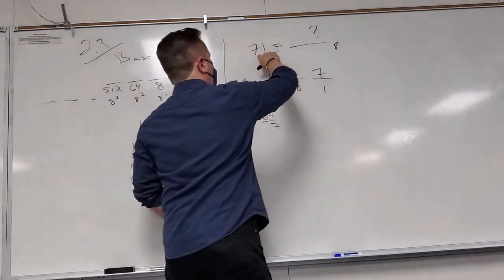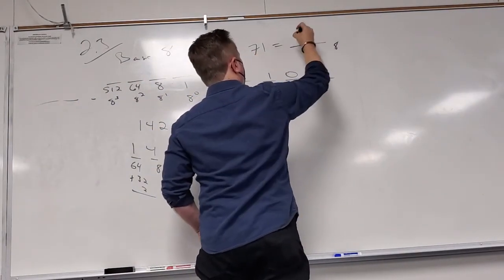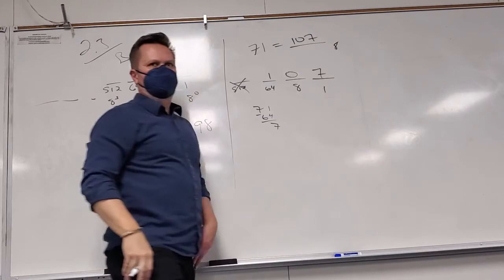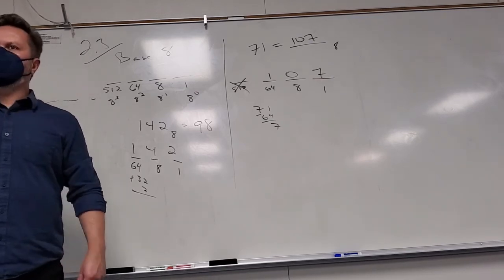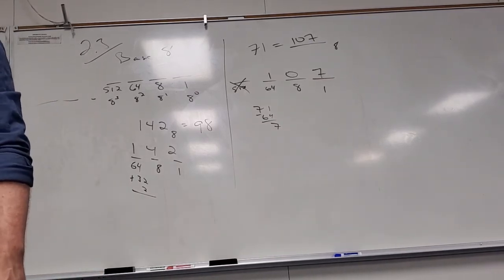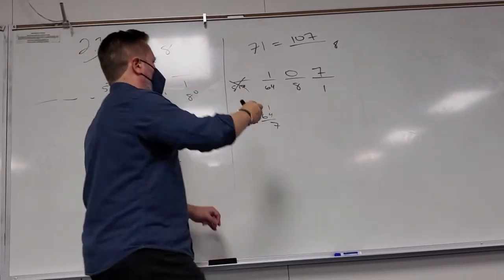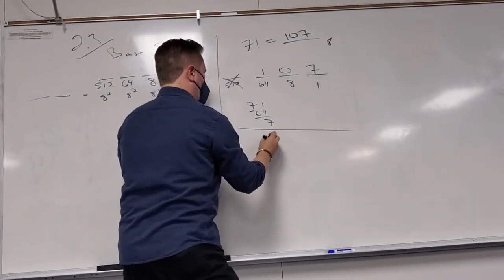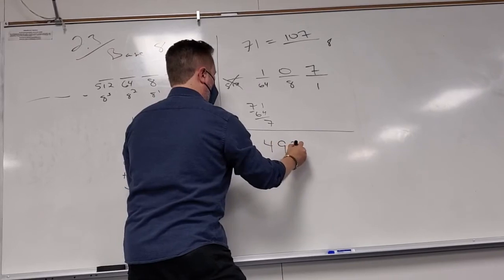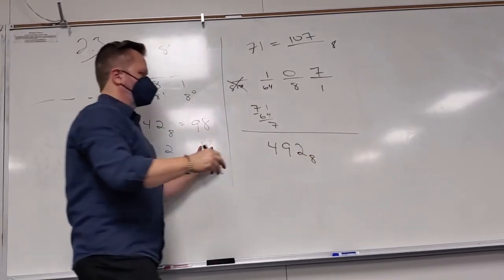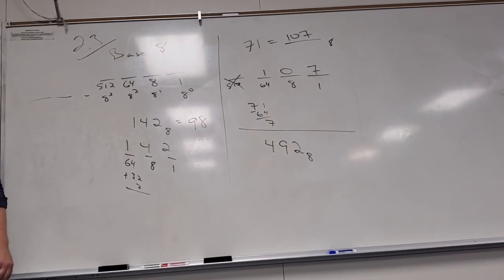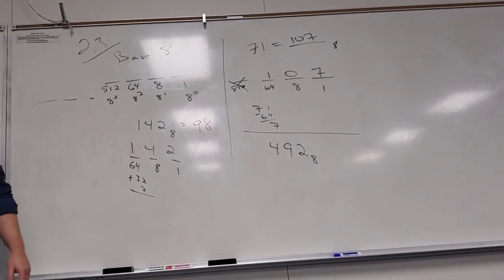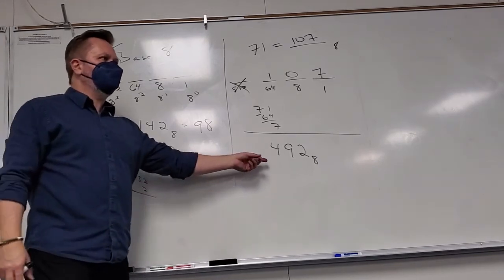So 71 in base 10 is 107 in base 8. That's neato. I like it. Now, here's where I want you to realize, before I go too far, is this number okay? Is there anything weird about this number? There's a 9. What's wrong with 9? It's 2 over. Exactly. There can't even be an 8 in base 8.